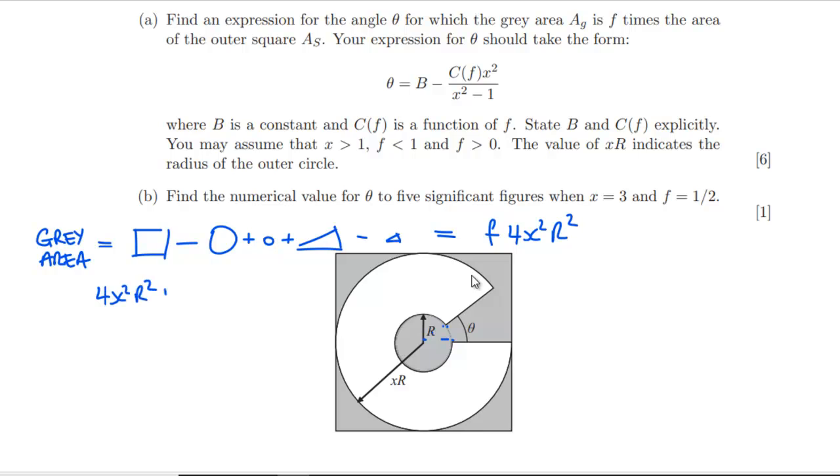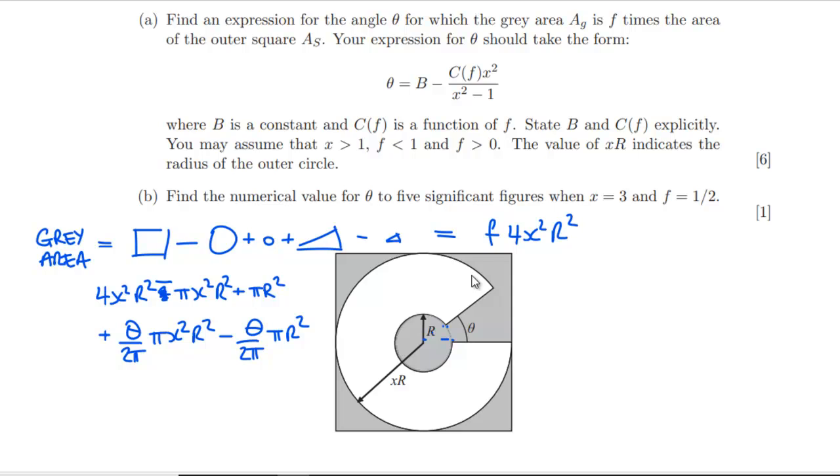The big circle is then pi x squared R squared. Then we've got, oh, we're taking that off, not adding it on. Then we're adding on the little one, which is pi R squared. Then we've got to add on the big wedge. So the big wedge is equal to theta over 2 pi times the area of the big circle, so pi x squared R squared. Then we've got to take off the little wedge, which is going to be theta over 2 pi R squared. Right, that's a right mess, that, isn't it?